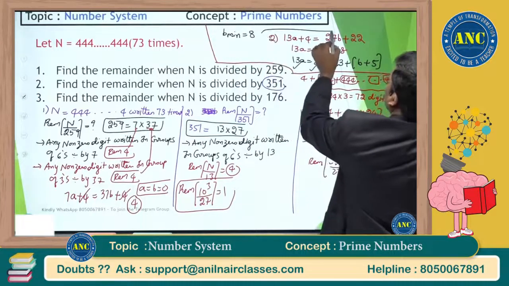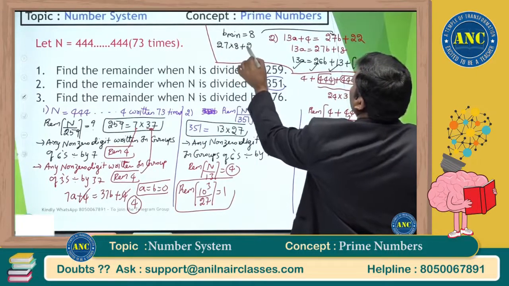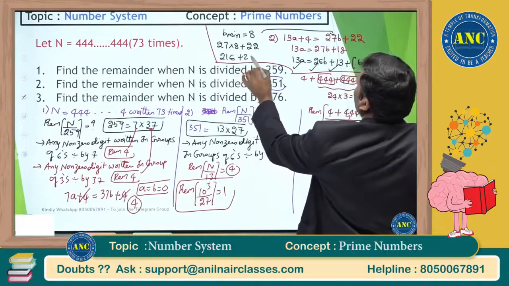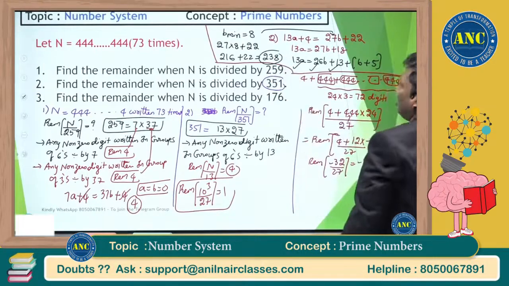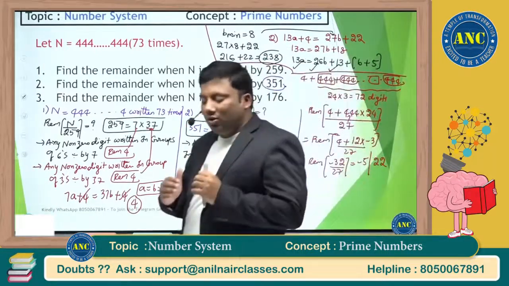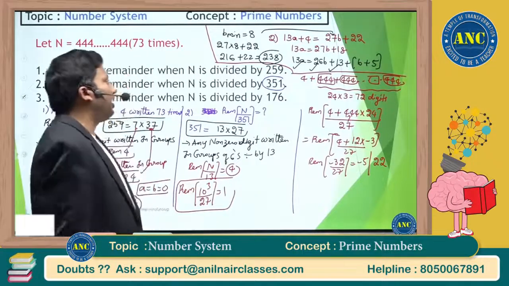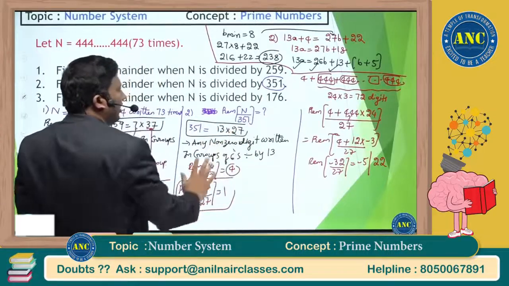If it is 8, what will be the answer? 27 into 8 plus 22. So this is 216 plus 22. Answer is 238. The answer for this question is 238. What we did yesterday at a basic level, now we are expanding to the next level. 351 is 13 into 27.